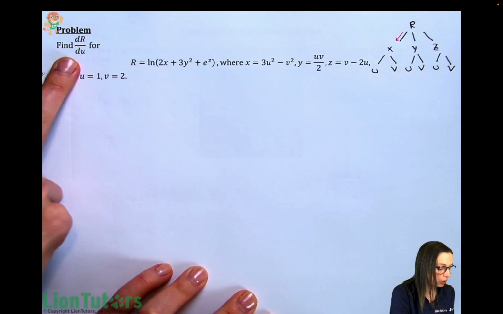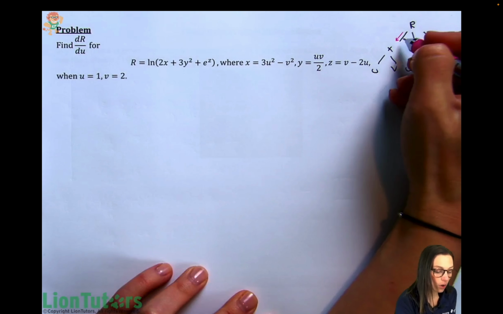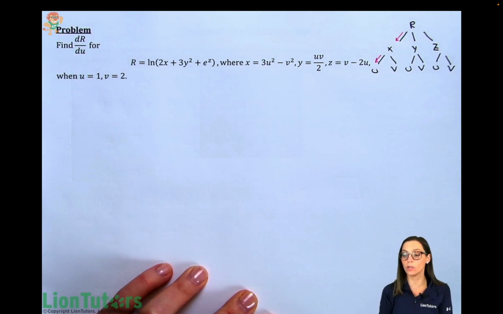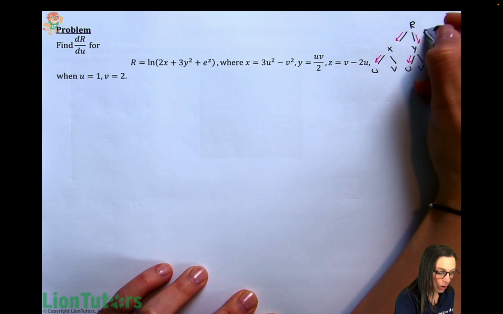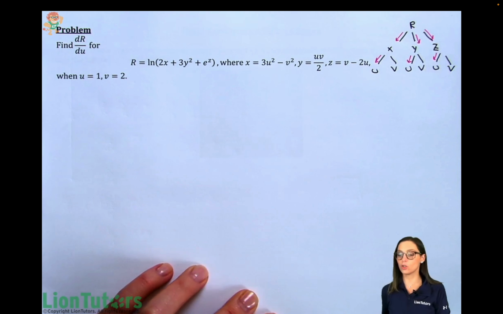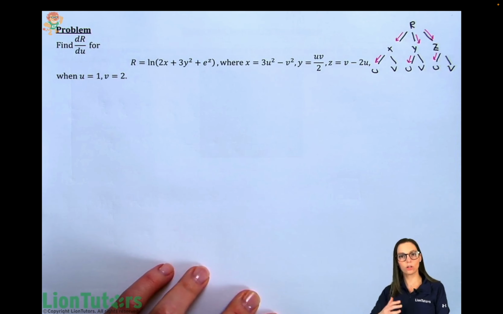All right, so we're going to go r to x. What are we trying to do overall? dr/du. So we're going to go r to x, x to u. That's one way to get to u. r to y, y to u. r to z, z to u. So there's 3 paths to get from r to u. So we're going to be adding 3 things together in our formula here.